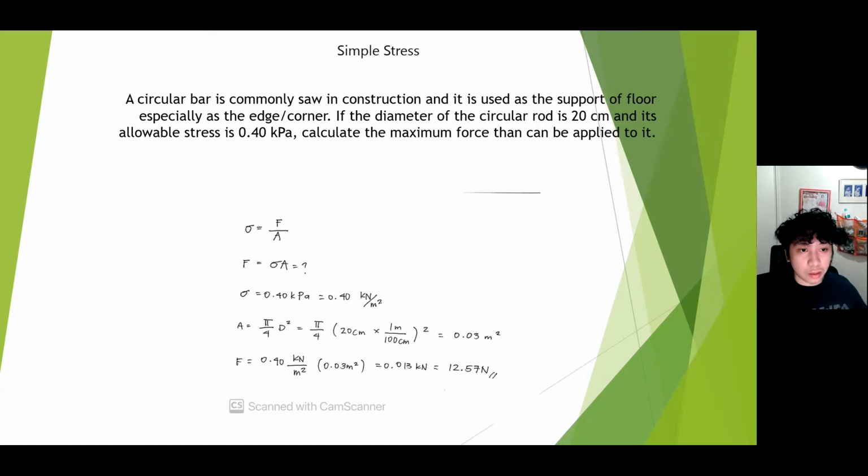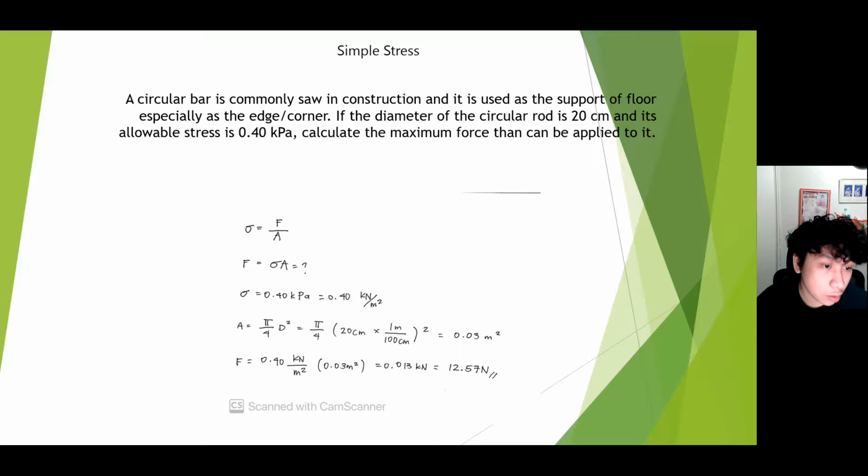So first is the simple stress. A circular bar is commonly seen in construction and it is used as the support of floor, especially at the edge and corner. If the diameter of the circular rod is 20 cm and its allowable stress is 0.40 kPa, calculate the maximum force that can be applied to it.